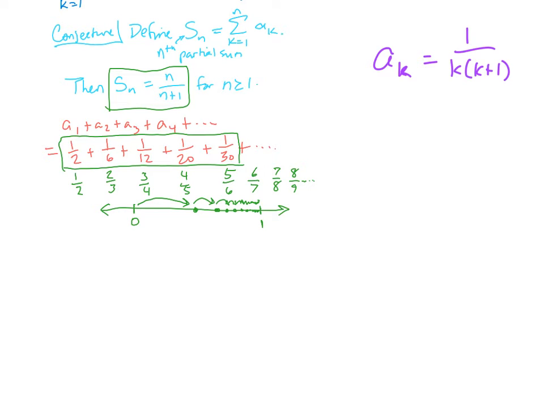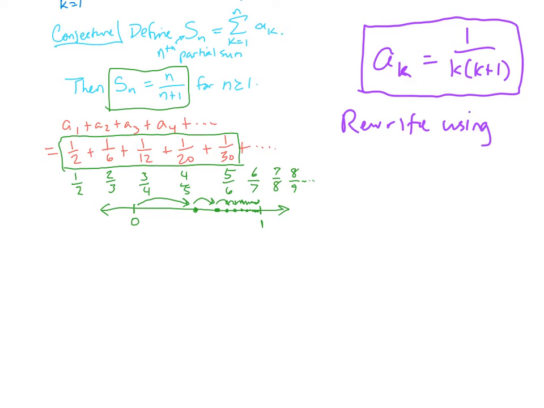Now, look at this expression here. You've encountered expressions like this before. You've encountered them, for example, when we were trying to integrate functions like this. So if this were 1 over x times x plus 1, and I told you to take the integral, what technique would you think of using? I don't know about you, but I would think of trying to rewrite this using partial fractions.